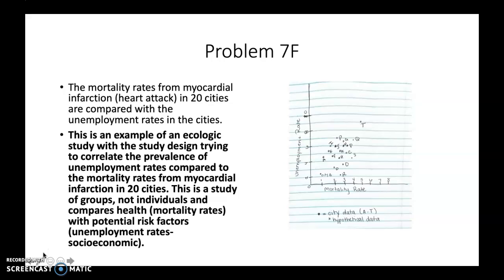So here I drew a scatter plot with the X and Y axes being unemployment rates and mortality rates, and the dots here on the scatter plot represent the city data. And I just did some hypothetical city data since we didn't get any in our problem so that you could see the example. And then I drew a line so that you could see the correlation of the prevalence.